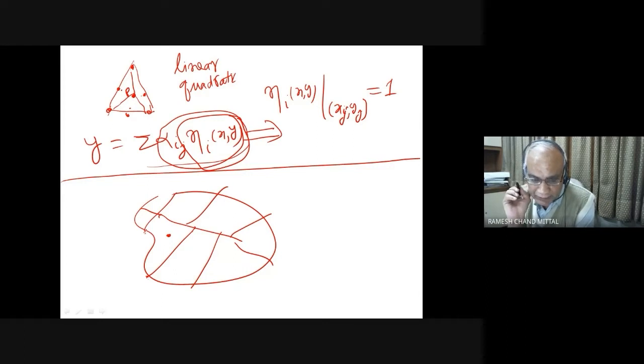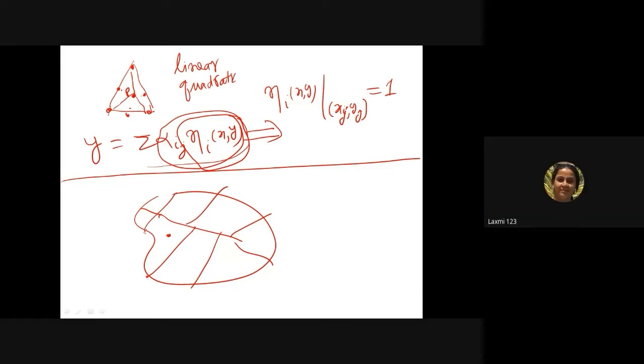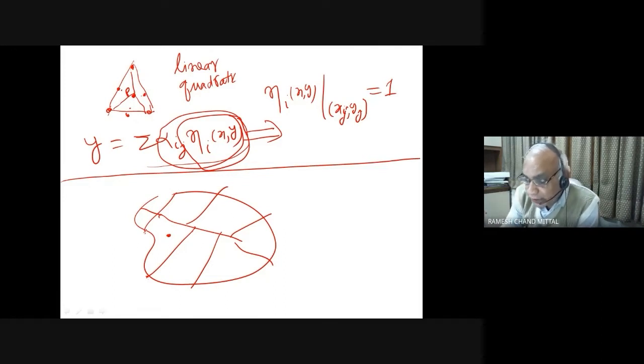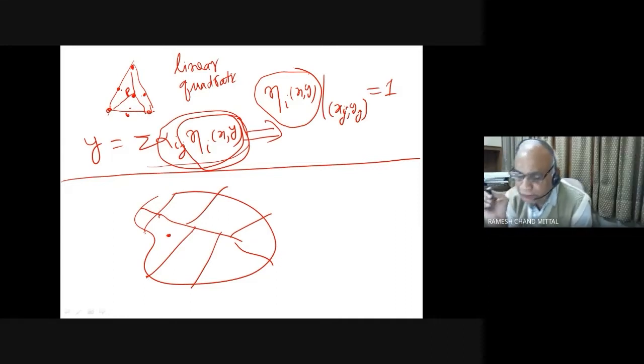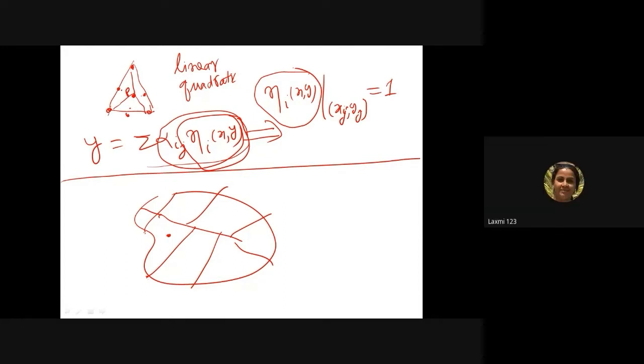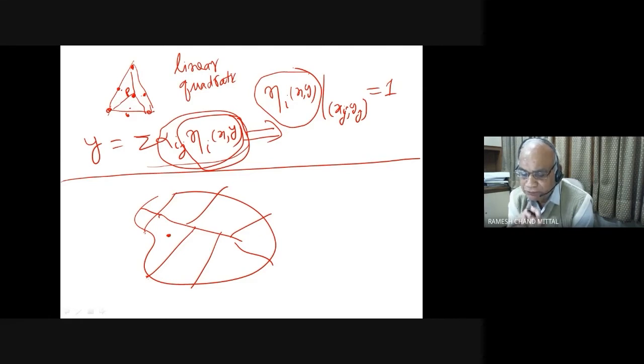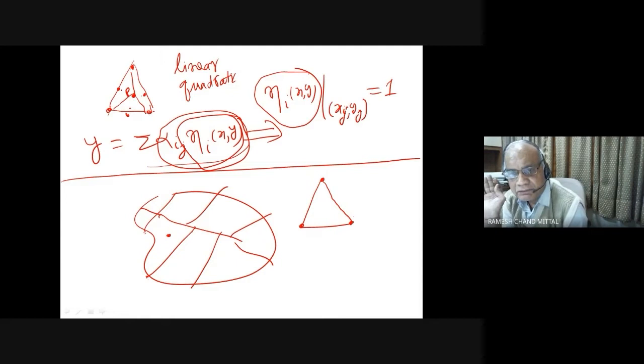My element is a triangle for the sake of example. Then my second job is to construct my shape function. The construction depends on what kind of shape function I want, whether it is linear, quadratic, or cubic, and so on. If I decide for simplicity that my shape function will be linear, then for a triangle element, three vertices are sufficient.